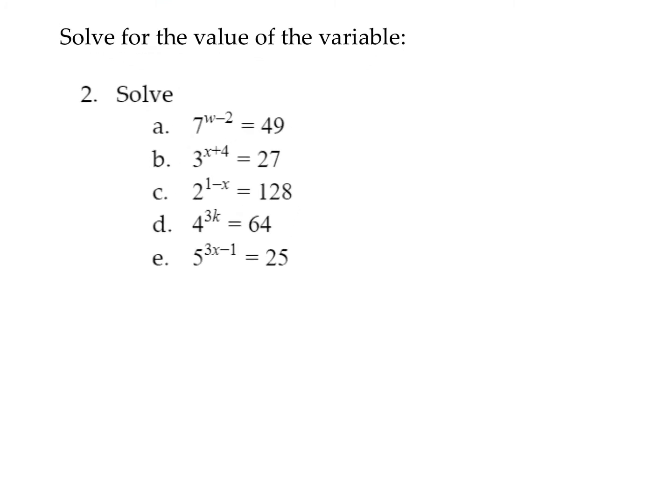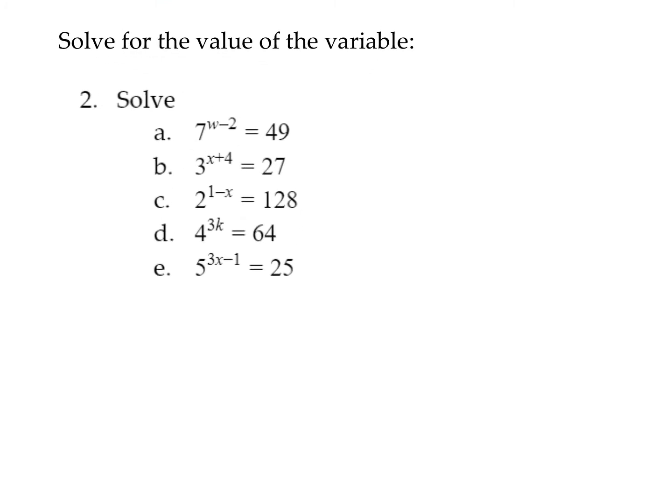Sometimes we have more than just one variable. So for example, in A, it's still the same property that we're going to use. It is base 7, so I'm going to change 49 to 7 to the power 2. Remember, when you're changing bases, you always want to go smaller. You can't make bases bigger, but you can make them smaller. So 49 is equal to 7 to the power 2.